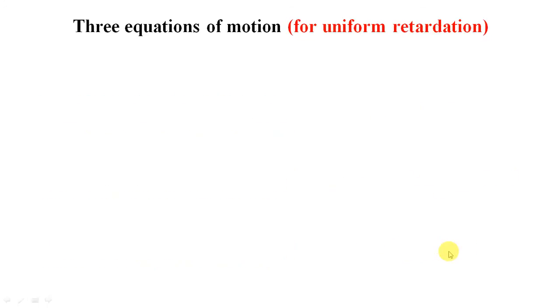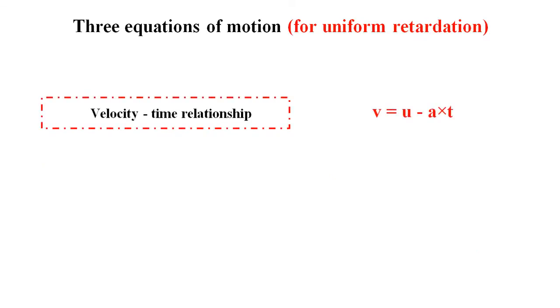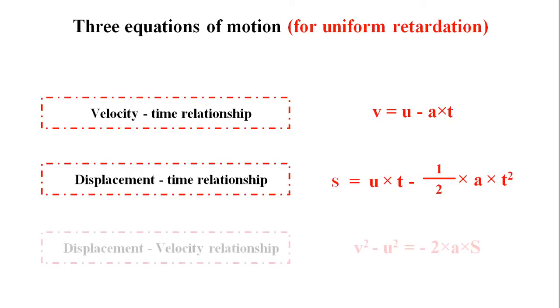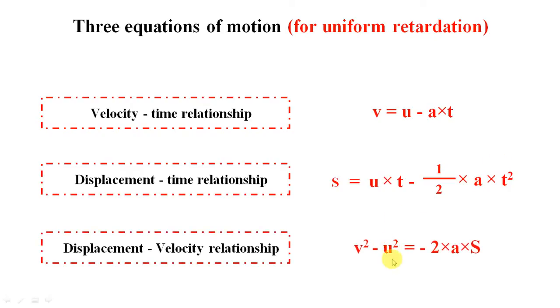2as. If you would like to apply the same equations for uniform retardation cases, then we have to replace the plus sign of acceleration with minus sign, because retardation is negative of acceleration. That gives you v is equal to u minus at, s is equal to ut minus half at squared, v squared minus u squared is minus 2as.